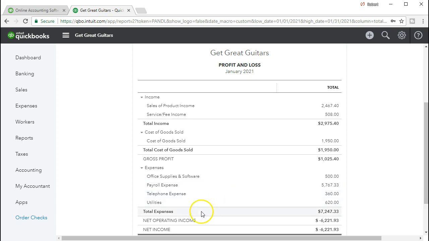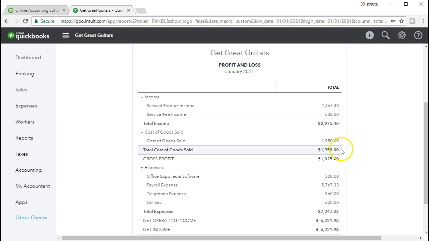So then we have the total expenses here, and then we have the gross profit minus the rest of the expenses, in this case giving us a loss. Not uncommon for the first month of operation or for a fairly new business. So we'll have the loss here. That was then part of the balance sheet.